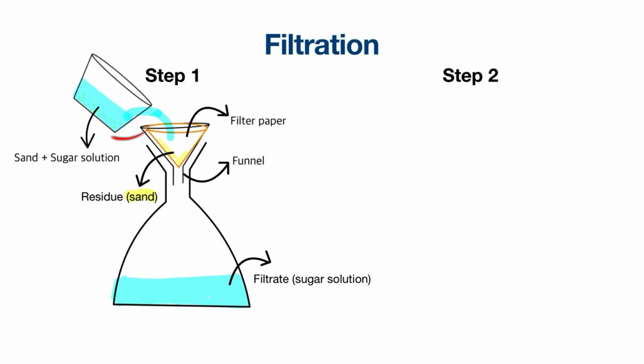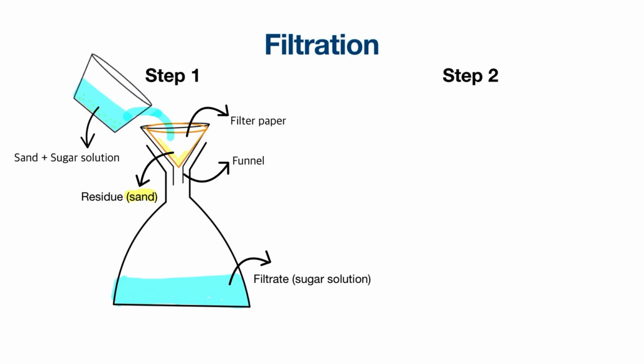First, you would need to pour the mixture of sand and sugar solution onto a filter paper inside a funnel. The dissolved sugar solution will pass through the filter paper while the sand particles remain as residue on top of the filter paper.